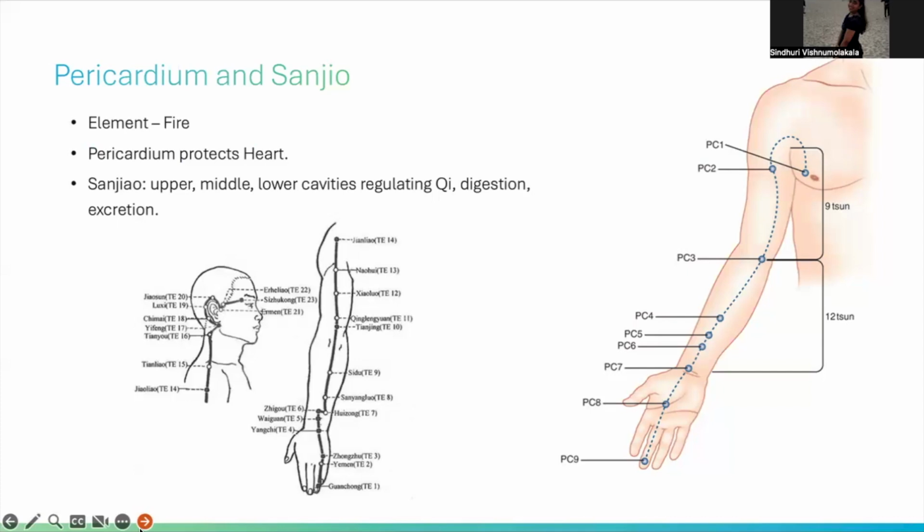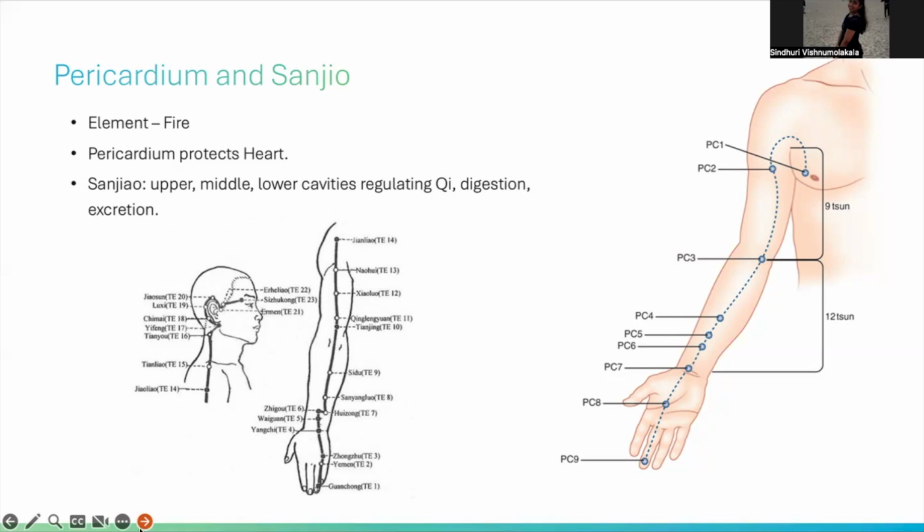In a few traditions, it is believed that it is three cavities that are used to group organs, like the upper cavity, which consists of chest, neck, head, and functions of heart and lungs. The middle cavity consists of the region between chest and umbilicus, so it includes functions of stomach and spleen, and the lower cavity consists of lower abdomen and the functions of kidney and urinary bladder.